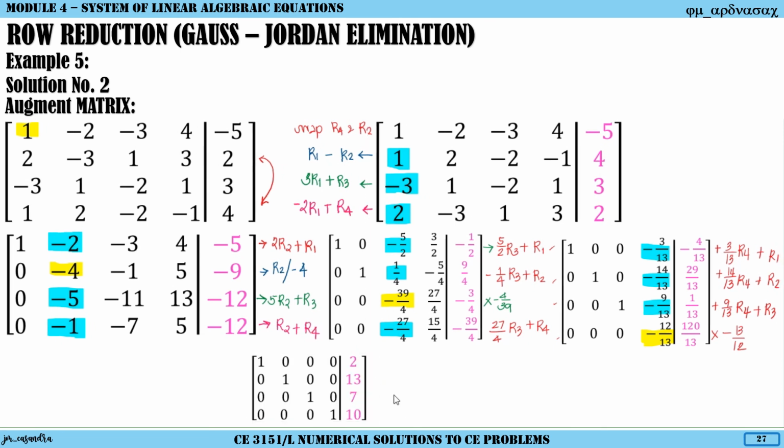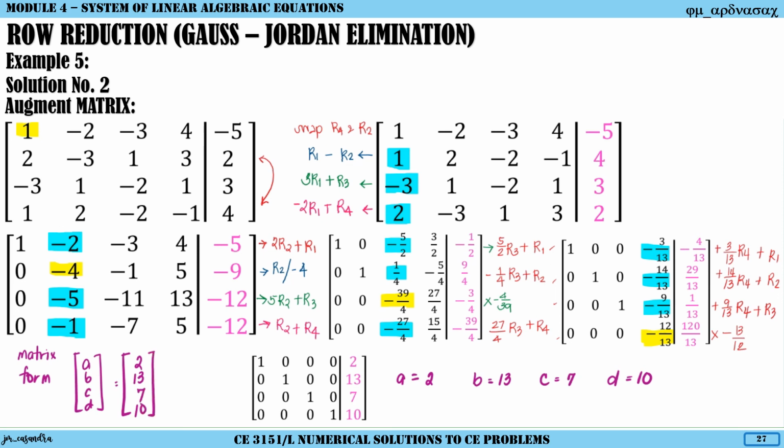Or, writing this now, we have our final answer as A is equal to 2, B is equal to 13, C is equal to 7, and D is equal to 10. Okay, so again, you can write this in matrix form. We'll have A, B, C, D is equal to 2, 13, 7, and 10. So if we compare that with our solution last time, it is the same.